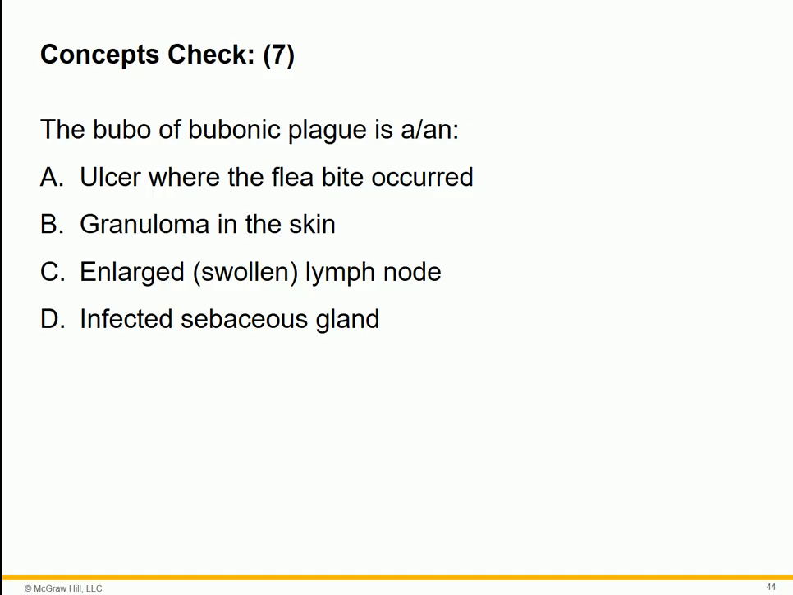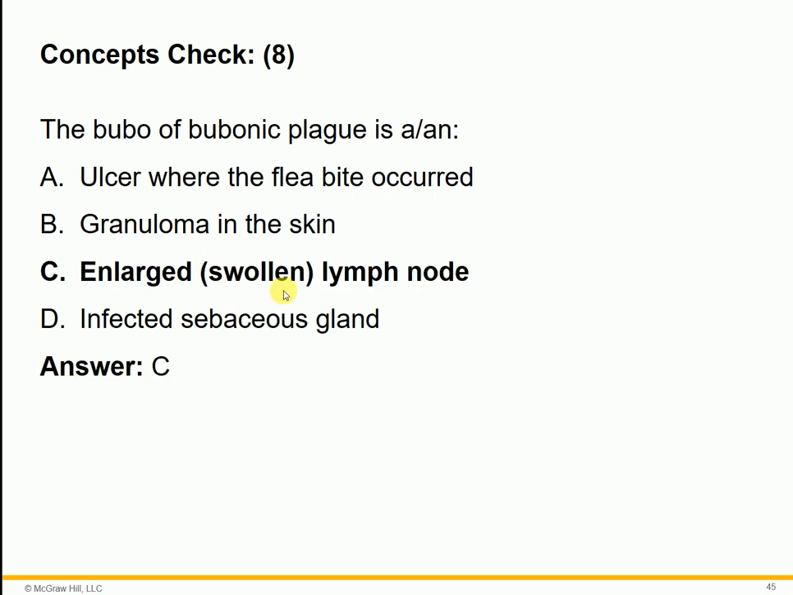Now, question here: the bubo of the bubonic plague is which one of these? Is it an ulcer where the flea bite occurred? Is it a granuloma in the skin? A granuloma is a little swelling that looks very irregular. Or is it an enlarged, swollen lymph node? Or is it an infected sebaceous gland? So if you remember from the previous slides, we saw it as an enlarged, swollen lymph node. So if that was your choice, you have answered correctly.